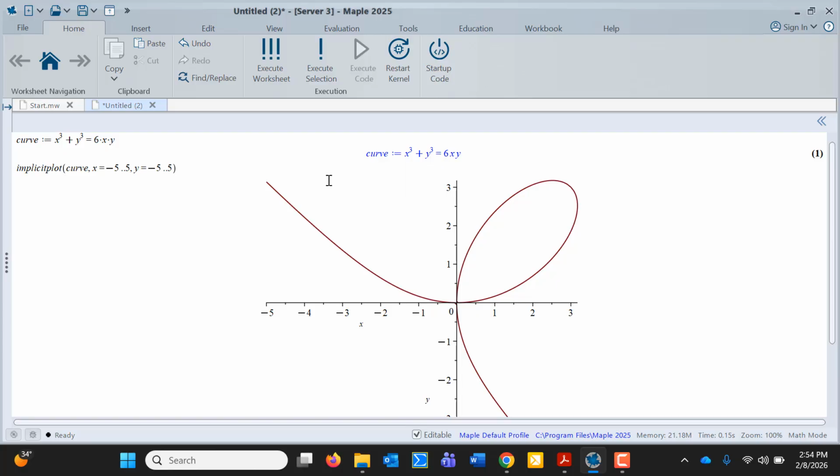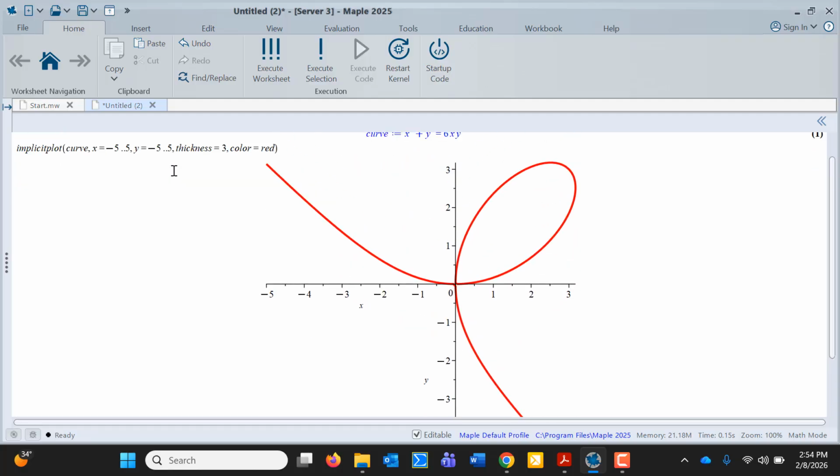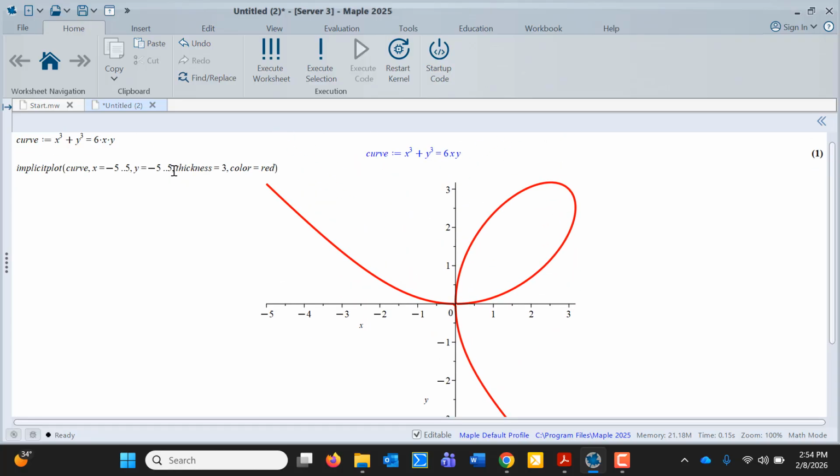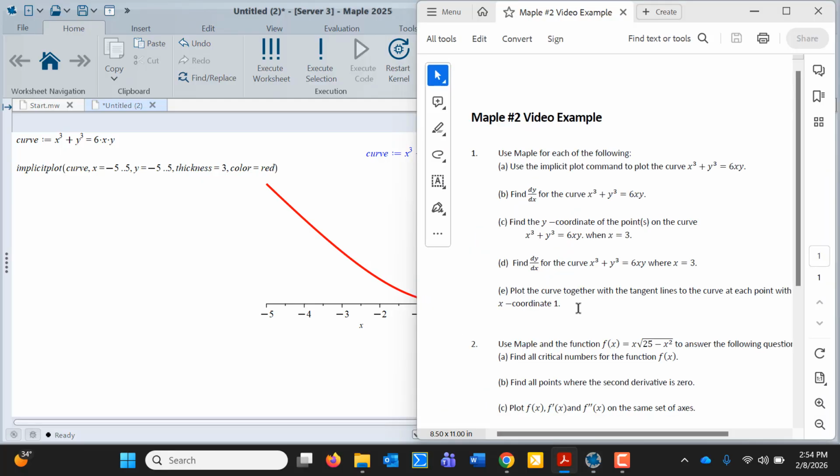Okay, so again, remember you have options here. You could increase the thickness, you could change the colors, you could do whatever you want here. I'm just doing thickness 3 and color red just to show you. Okay, so there's options there, but you don't have to do any of that if you don't want to. All right. So we did part A, we did our implicit plot.